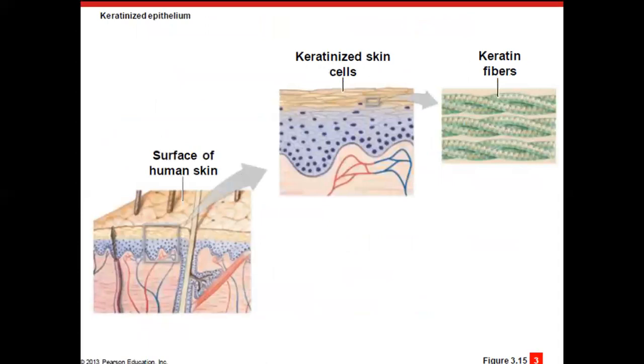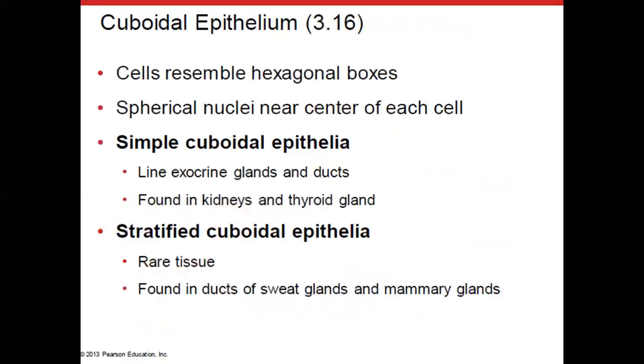And there's some figures that show you keratinized stratified squamous epithelium. The outermost cells are tough and water resistant. Cuboidal epithelium is next. So there's two types of cuboidal epithelium: simple, one single layer, and stratified, which is really rare. Cells basically resemble a hexagonal box. They're as tall as they are wide. They have a big nucleus at the center of the cell, takes up a good portion of the cell.